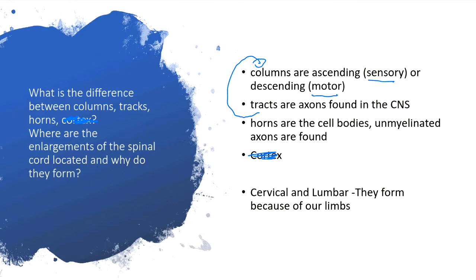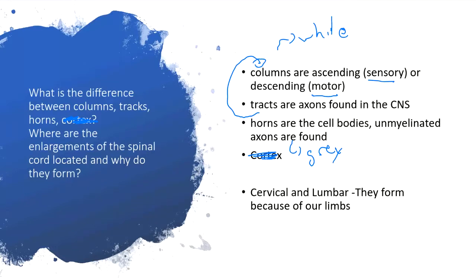So horns are the cell bodies and the unmyelinated axons. And that's where the horns are found. And this is a gray color. I believe I do have a picture which will better show you guys. And then the tracts and columns, these are white. They appear white under the microscope. Okay, and they're white because they have the myelinated axons. They're just axons.